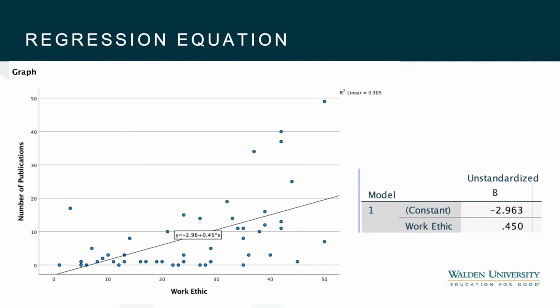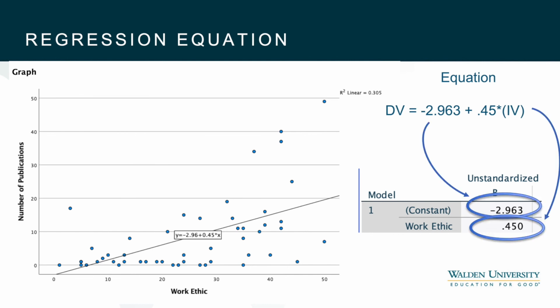These numbers come from the coefficient table. The constant you see here has been rounded down. Minus 2.96 plus 0.45 times x. And of course, the x stands for the independent variable and the y stands for the dependent variable. In essence, everybody starts with minus 2.96 number of publications and will increase those based on the work ethic score times 0.45, and that is the slope of the line.